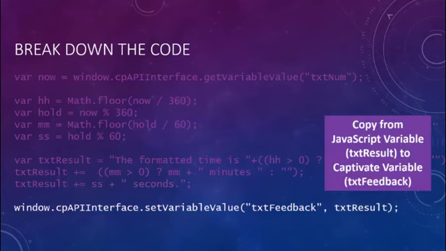The final line is where we copy the JavaScript variable from txt result, and we save it back into the Captivate variable txt feedback, and that was the feedback that you would see up on the screen. So we're basically copying this back in, and that's how we get JavaScript and Captivate to talk to each other. This is basically how I build this particular project, where you are calculating time.